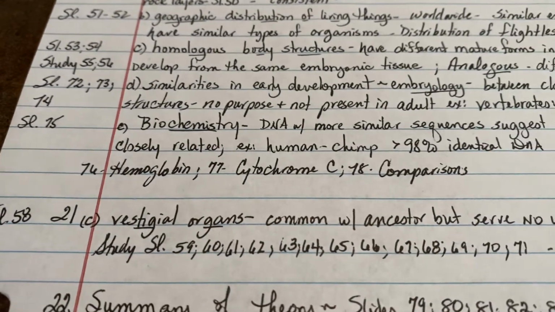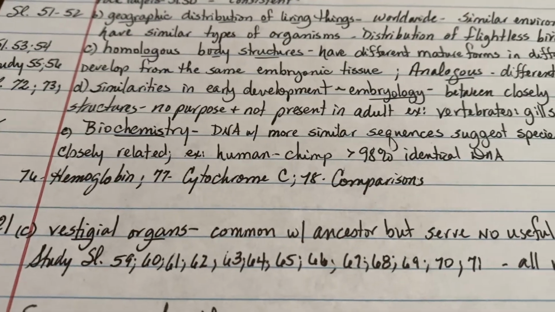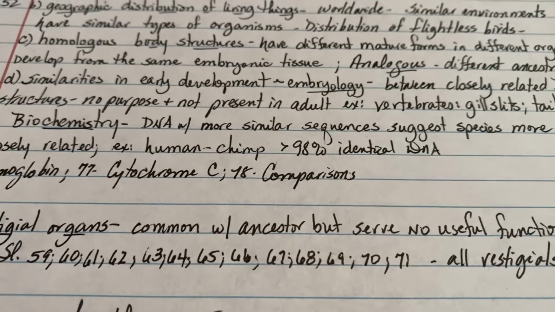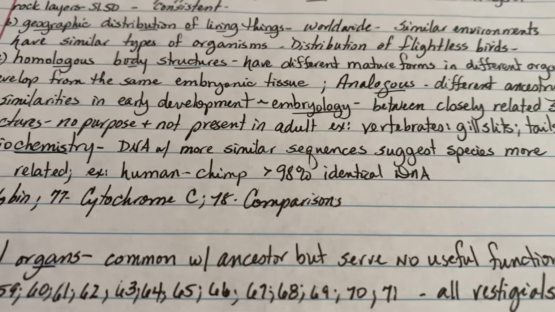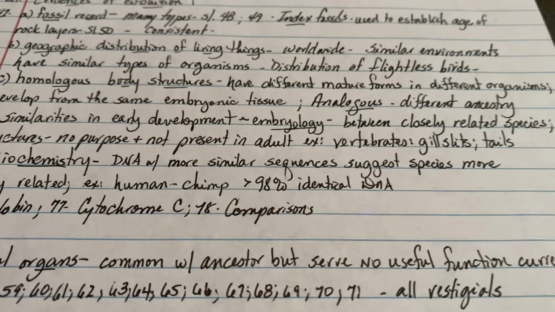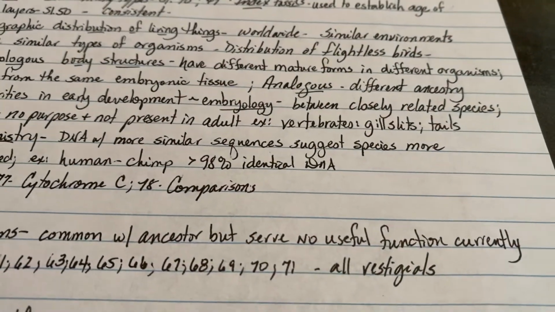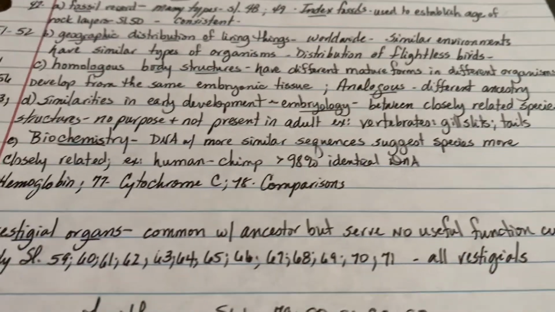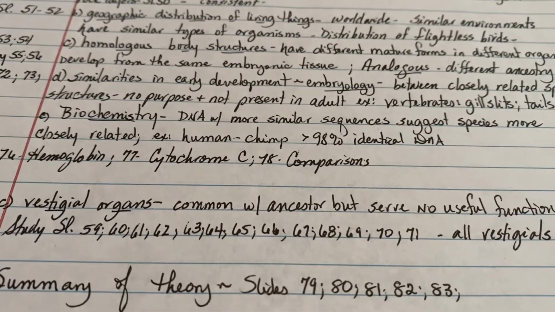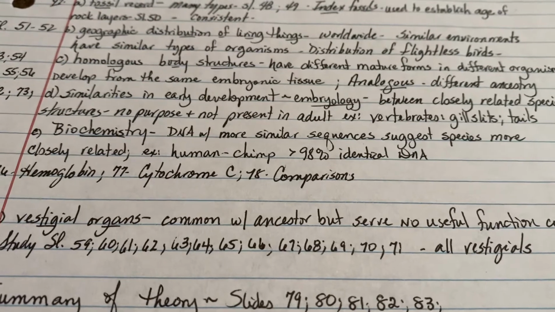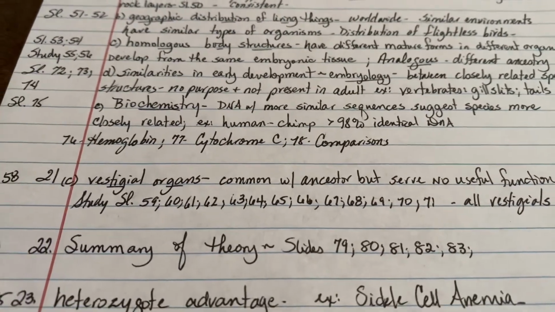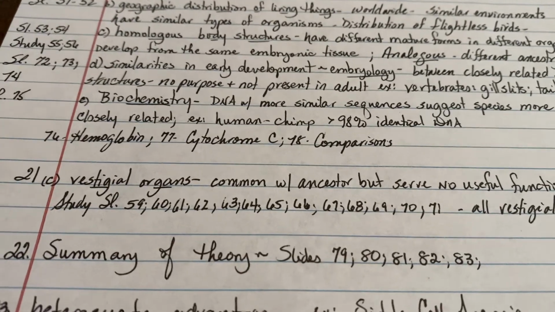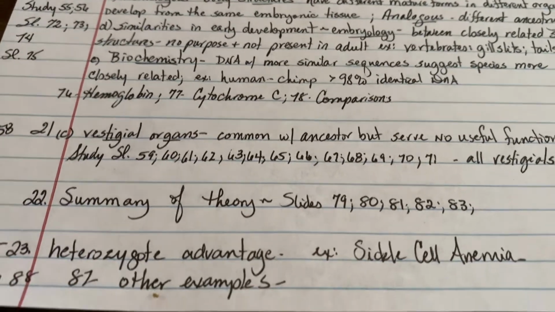So if you go to slide 58, we talk about vestigial organs. And these are common in the ancestor, but they serve no function currently in the organism that possesses it. All the slides, 59 through 71, those show all vestigial structures. There is a summary of the theory found in 79 through 83.